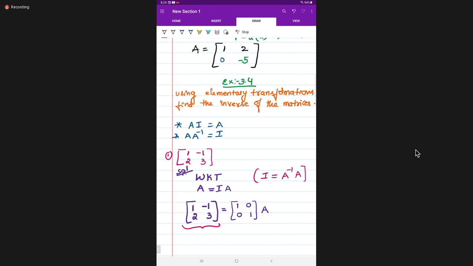Now in elementary transformation, use only either rows or columns, not both. Either row operation or column operation, not both. Suppose in one step you apply a row operation and in another step you apply a column operation, that method is wrong. Of these two, row operation is very easy compared to column operation. Understood, students, what I am telling?